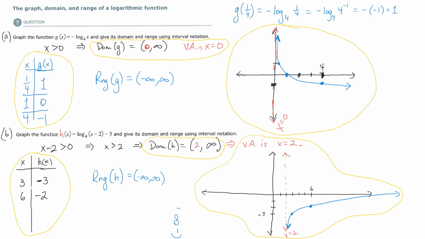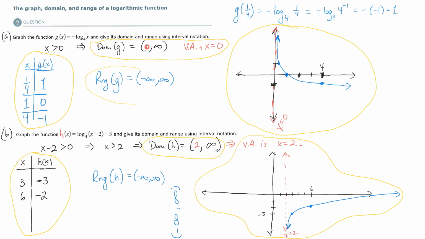And it does go where? It does go to infinity slowly, but it does go to infinity. So that's why the range is read along the y-axis. And remember, the domain is all your possible inputs, which is from left to right.